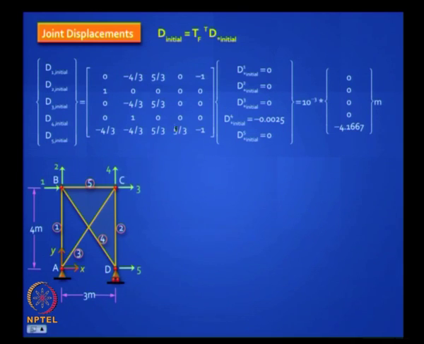So, this is what I said earlier, this is TF transpose, and this is your initial lack of fit vector. If I just do this product, I am getting the joint displacement. Now, it so turns out that if the bar 4 is changing length, only this roller is going to move, okay, it is going to move inward, and the reason is simple.